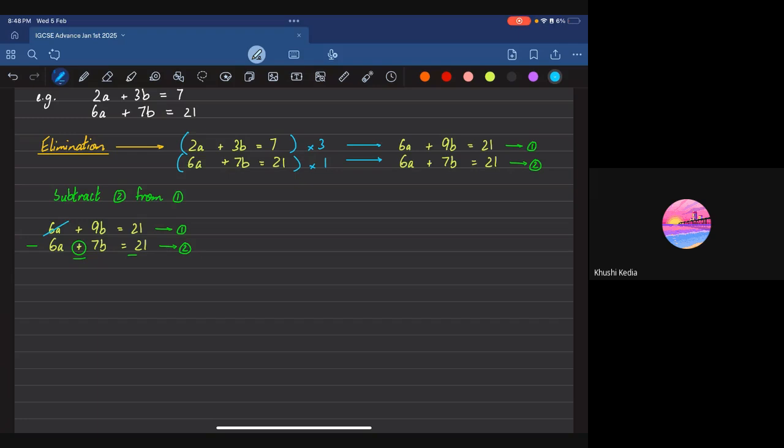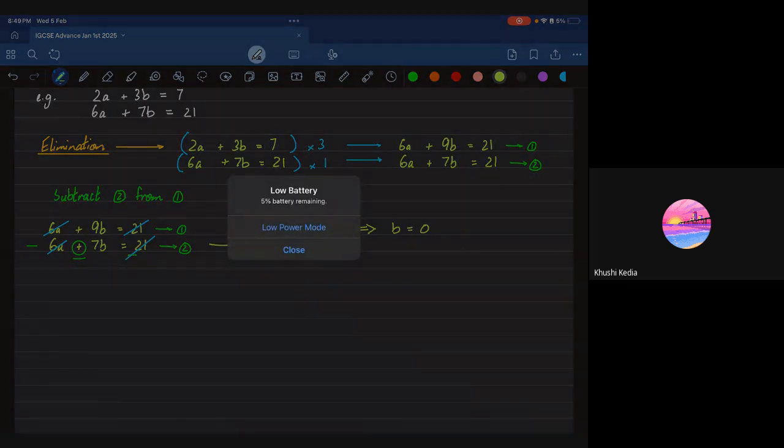6a and minus 6a cancel out. And now what is going to be left for the remainder of the equation? That is going to be 9b minus 7b, because it was plus, but when you subtracted the entire equation, it affected the sign. So it's 9b minus 7b, which is equal to 2b, which is going to be equal to 21 minus 21, which is 0. Now, we killed two birds with one stone. And now you have a single variable which you can calculate its value. b is going to be equal to 0 because 2 divided by 0 is 0.